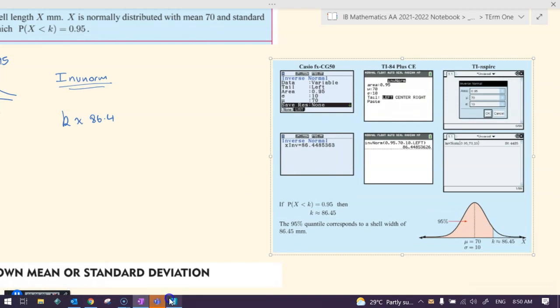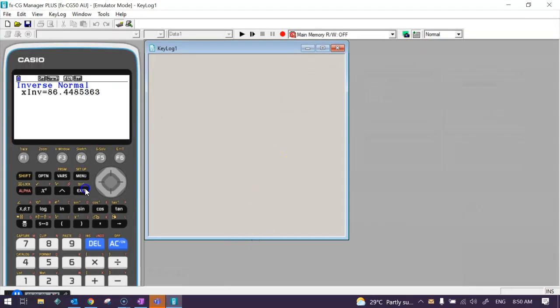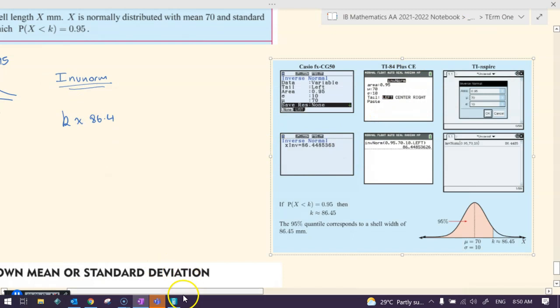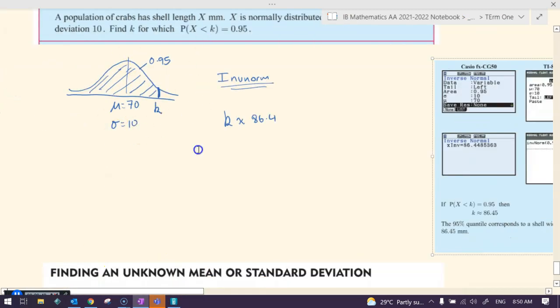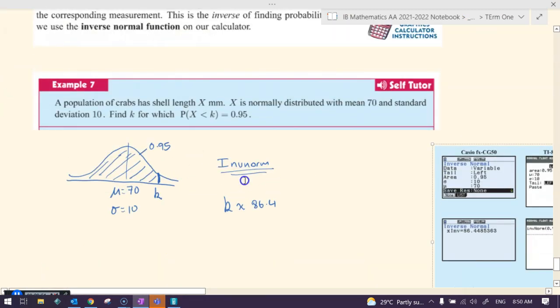Now, I did say we could do it the other way. I could have had the tail to the right, so let's just confirm that that would be the case. If I do the tail to the right, press F2 there, the area of that tail to the right is 0.05. And again, I'm getting the same value. So you can see it doesn't matter which way you like to think about it, as long as you've drawn yourself a nice little distribution there, you're not going to have too many issues with that.